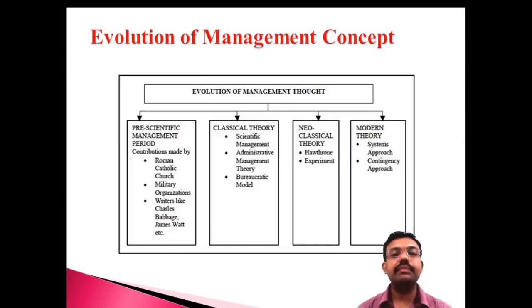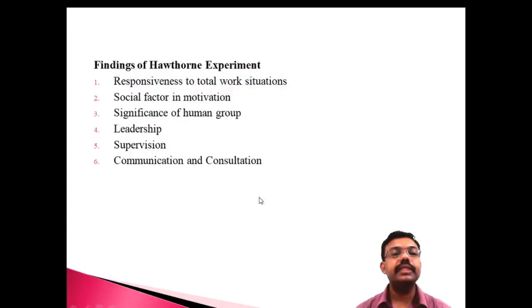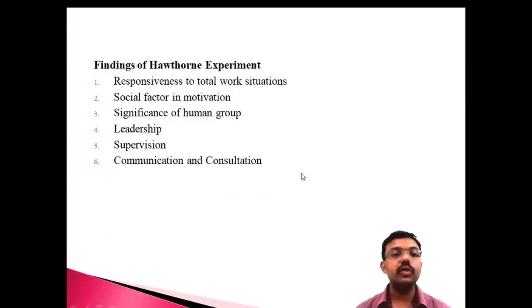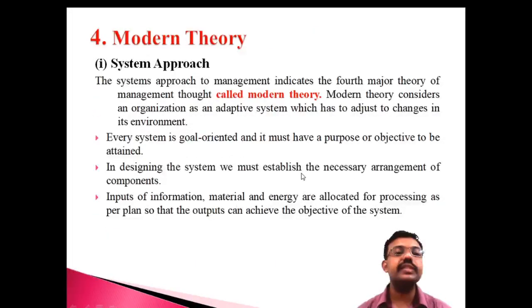The third important period is the neoclassical period, and the fourth one is the modern period. In the modern period we can see two important approaches. One is the system approach, another one is the contingency approach. First, let's discuss the system approach. The system approach is a part of the modern theory.